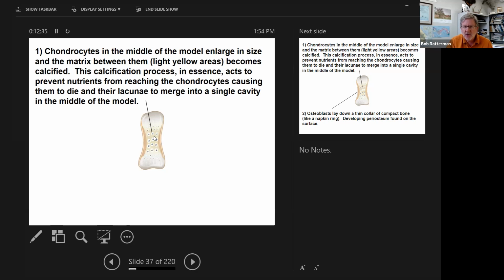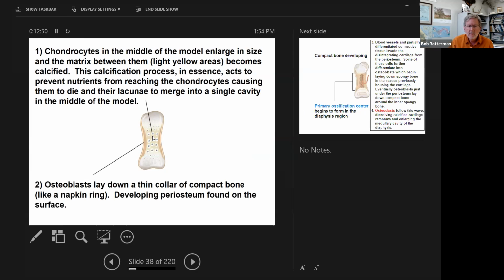Now, what if I cut off your nutrient flow? You can't eat any more food for the rest of the year. You know what's going to happen. You're going to die. Well, same thing happens to these chondrocytes. They eventually die.